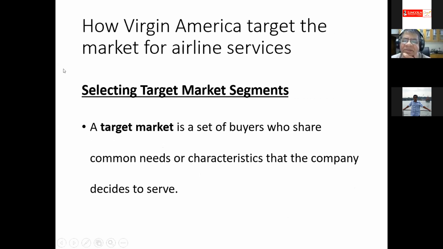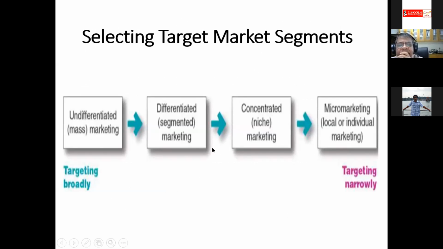The next question: how does Virgin America target the market for airline service? In selecting target market segments, a target market is a set of buyers who share common needs or characteristics that the company decides to serve. In selecting target market segments, there are four strategies: undifferentiated marketing or mass marketing, differentiated marketing, concentrated marketing, and micro marketing. The first chooses the target broadly, and the others choose a target narrowly, efficiently and effectively.